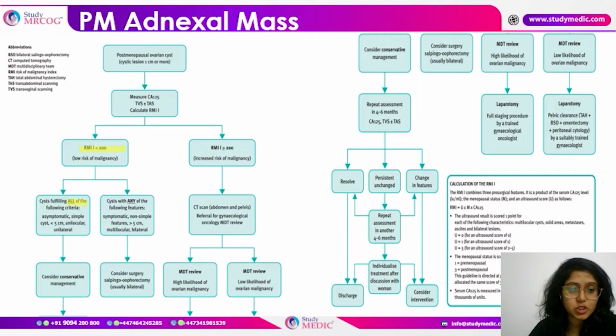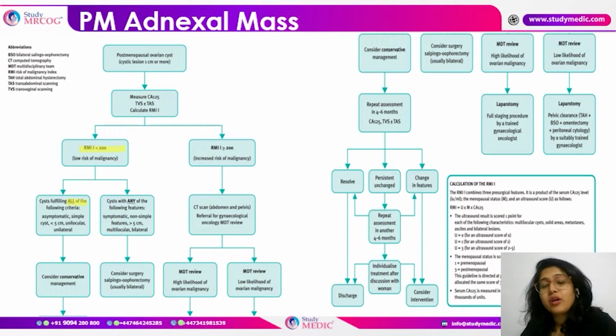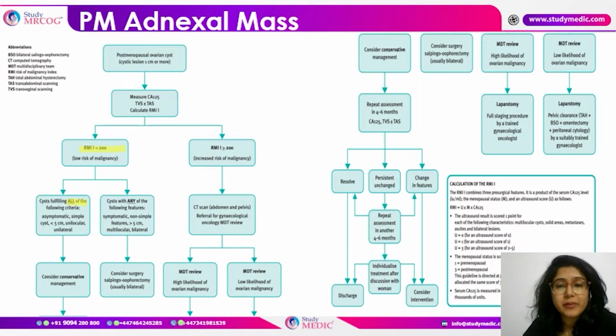If there is any change in features or any of the suspicious features reappear, then you have to consider intervention. If the RMI is more than 200, then you need to do a CT scan of the abdomen and pelvis and refer to gynae oncology for an MDT review. Always remember MDT is very important whenever you're thinking of oncology. So in oncology and urogynae modules, you tend to hear this term MDT repeatedly.